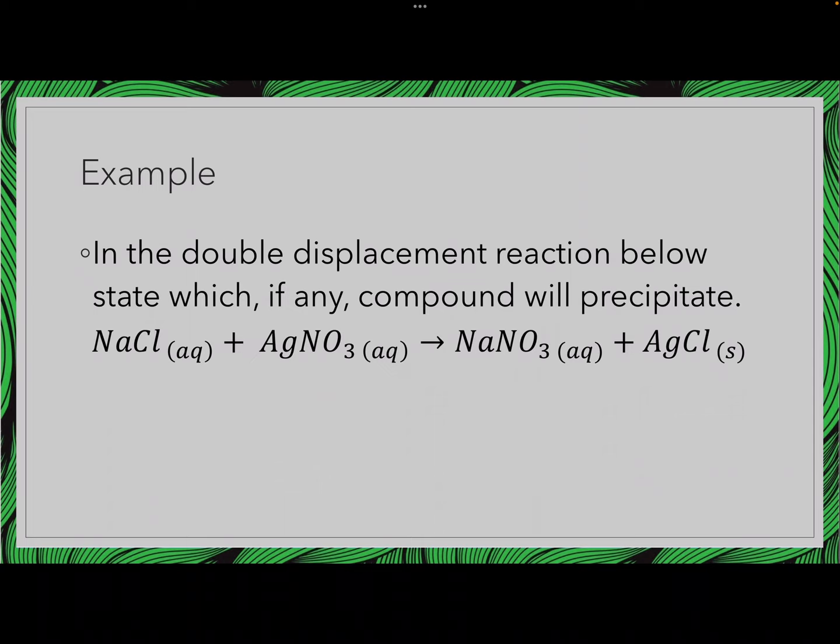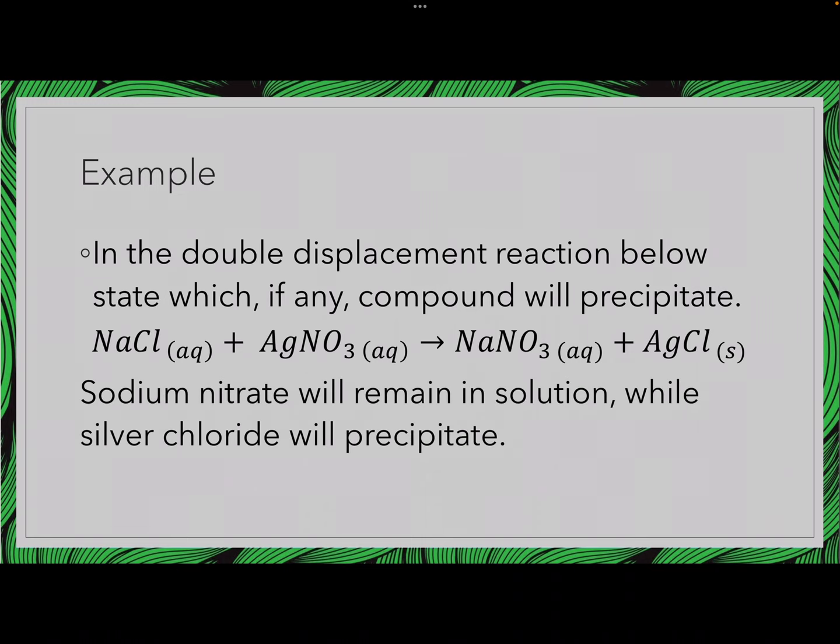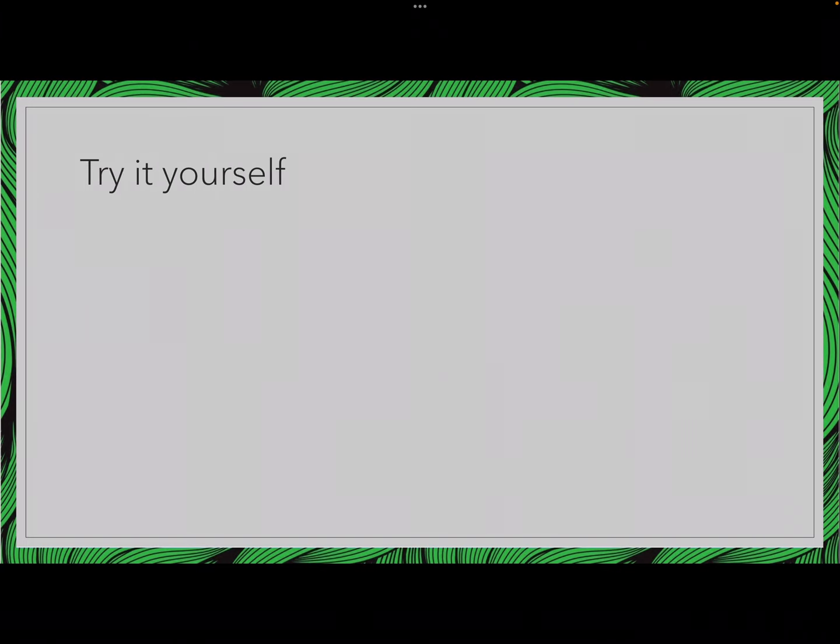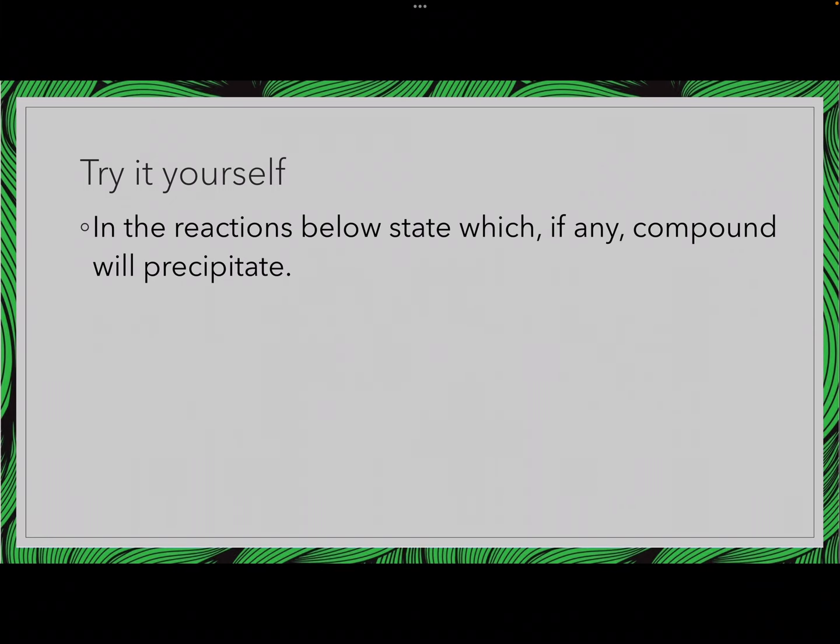Okay, so we're going to get sodium nitrate as an aqueous product, and we're going to get silver chloride as a solid product. So sodium nitrate will remain in solution, silver chloride will precipitate. So try it yourself. In the reactions below, state which, if any, compound will precipitate.